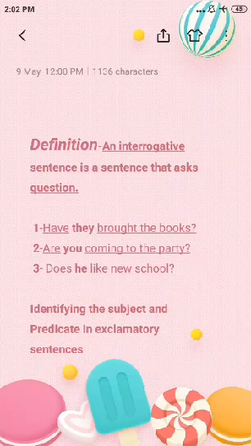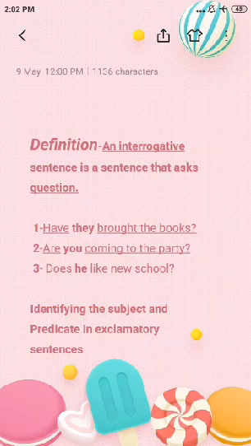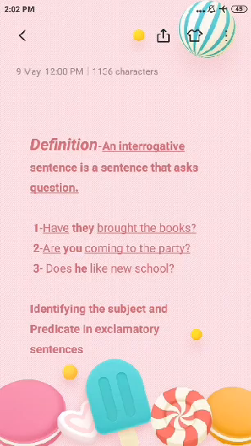Look at the second example. Are you coming to the party? So who is coming to the party? That is you. That means you is the subject here and the rest part which is underlined, that is the predicate here. Look at the third example. Does he like his new school? So who likes his new school? The answer is he. Therefore, he will be the subject. So again, by asking who or what, you can easily pick out the subject. And the rest part will be the predicate.